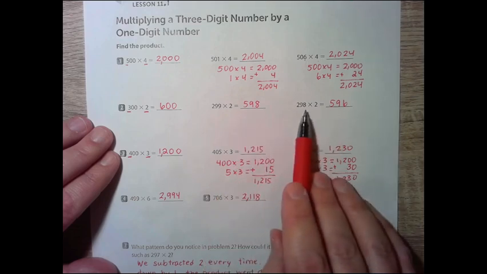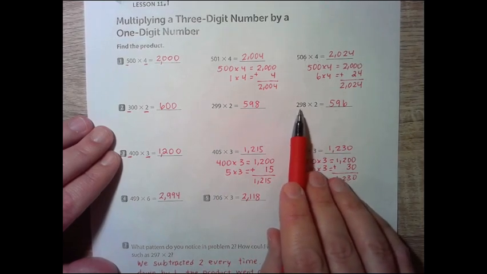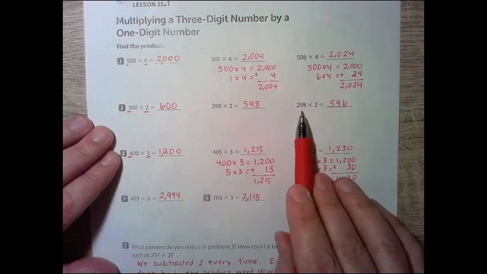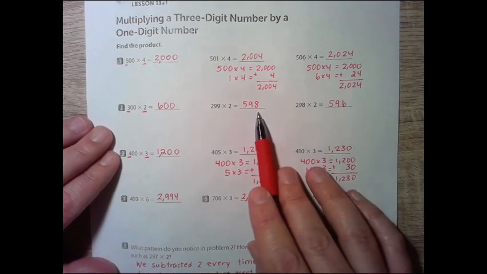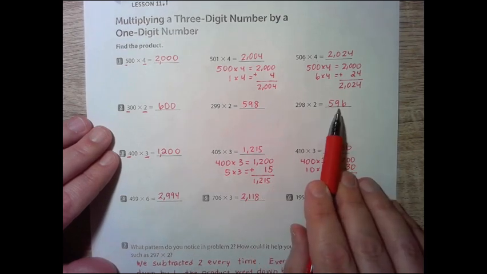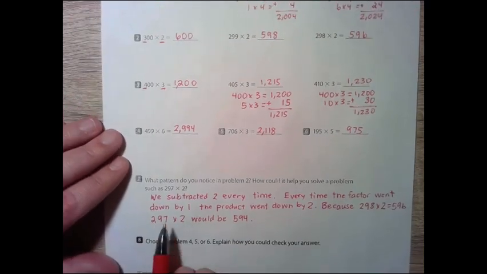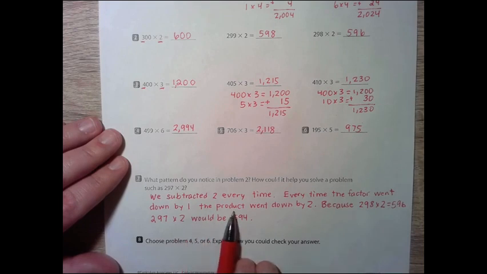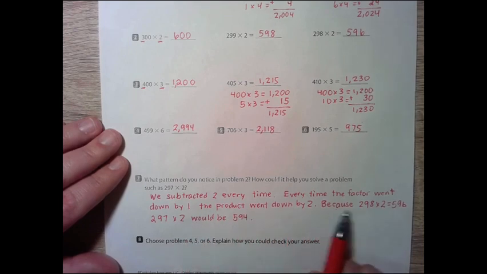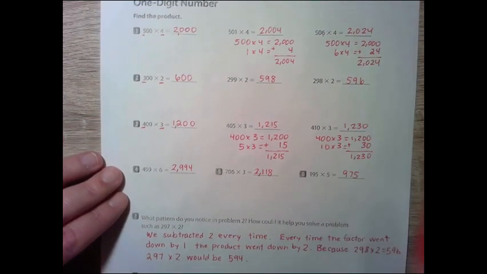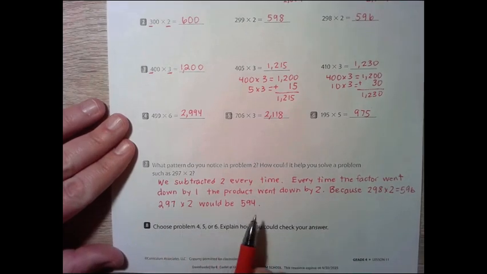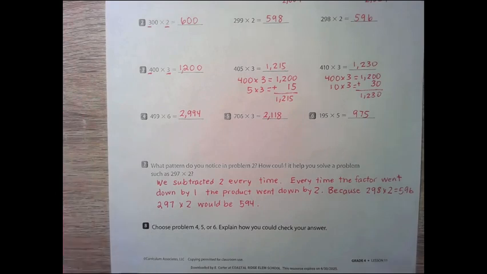And you notice it here. So the factor again went down 1 from 299 to 298. So we subtracted 1. So that means the product was subtracted by 2. So that's what I wrote here. So we subtracted 2 every time. Every time the factor went down by 1, the product went down by 2. Because 298 times 2 up here was 596. Then 297 times 2 would be 594.